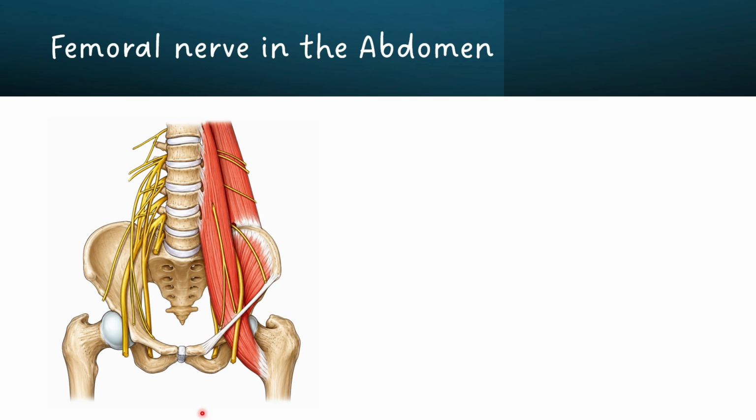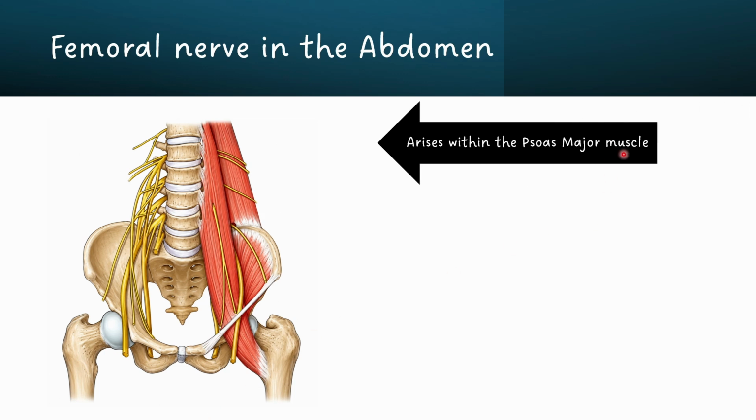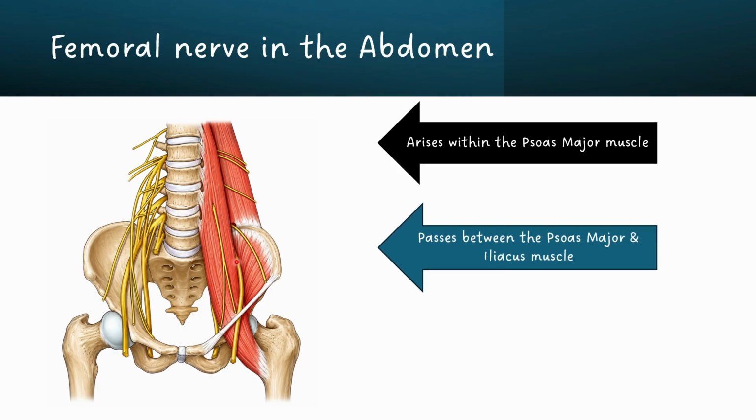The femoral nerve arises within the psoas major muscle from the lumbar plexus, that is from the posterior divisions of ventral rami of L2, L3 and L4. So once it begins here, it descends through the substance of the psoas major and emerges from its lateral border and passes between the psoas and the iliacus muscle.